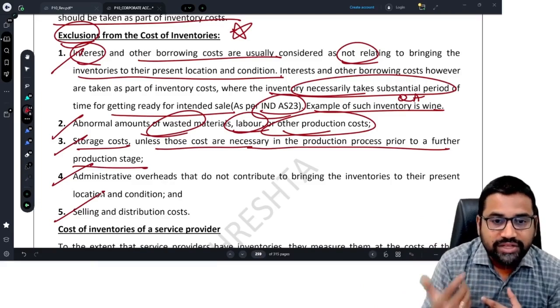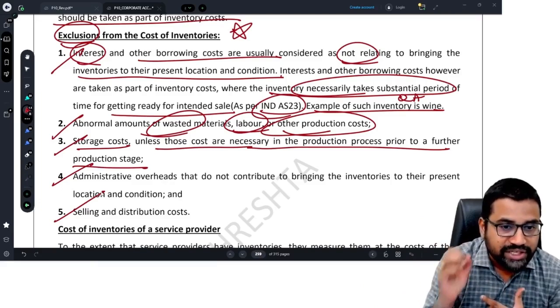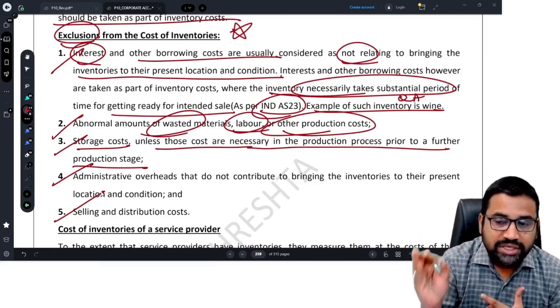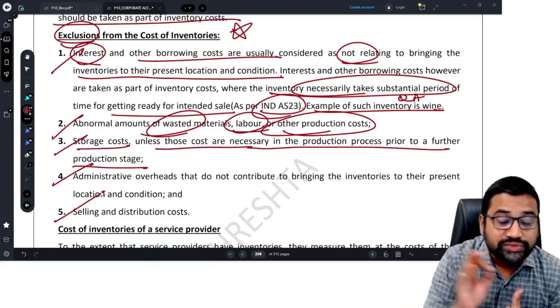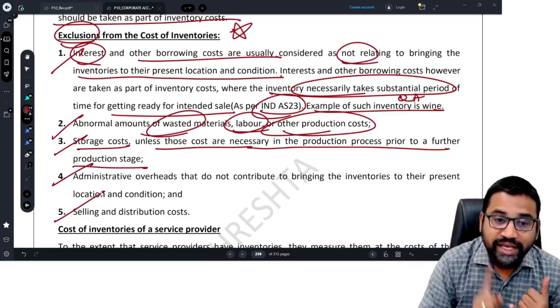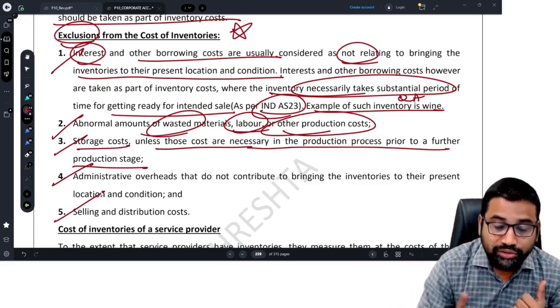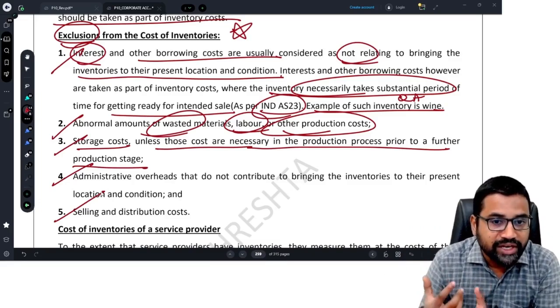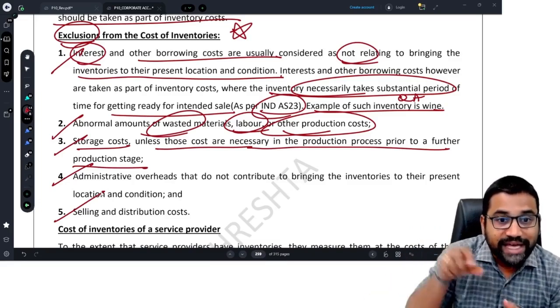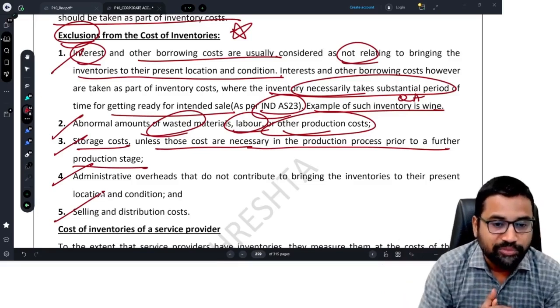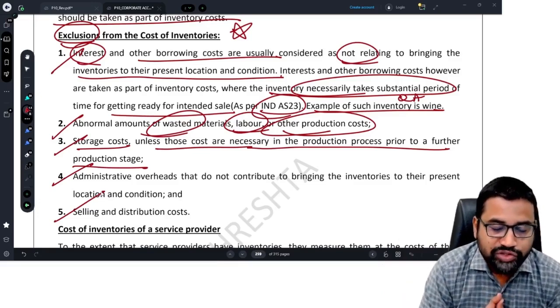Then other costs: any other cost to bring the inventory to its present location and condition, for example design cost, and any depreciation or amortization of the assets used in production. And what are the costs to be excluded from the cost of inventories? Interest and other borrowing costs should not be included if they are not directly related to bringing the inventories to their present location and condition. Suppose the inventory is a qualifying asset, then the interest cost directly relating to that can be included as a part of the cost of inventories.